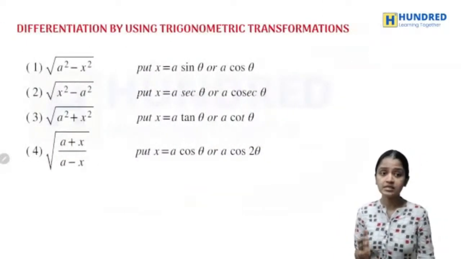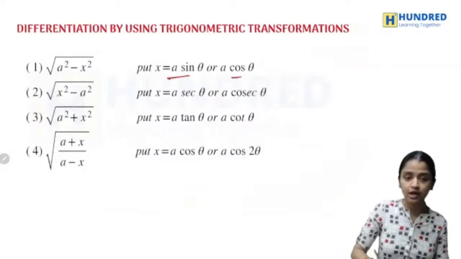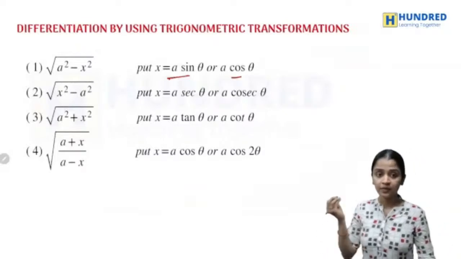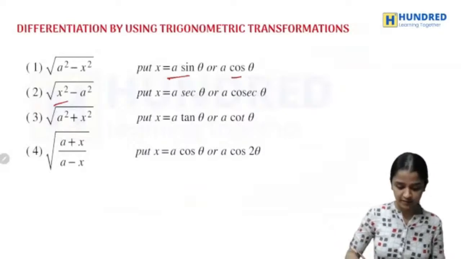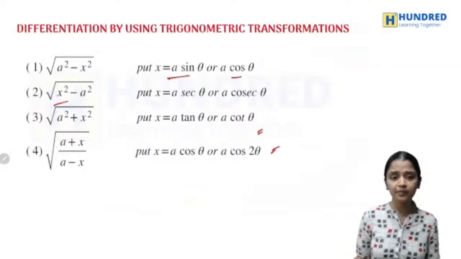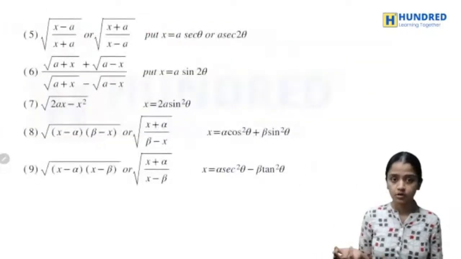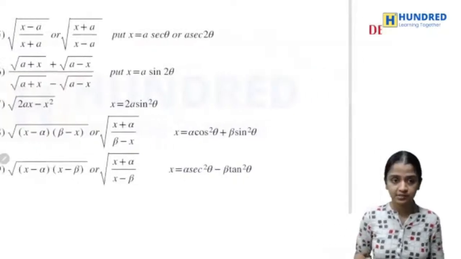And these are just formulas. If you have differentiation of this type, you can substitute A cos theta or A sin theta instead of X. And in the same way, you can substitute A sec or the corresponding trigonometric values. You can just note it down. These are just formulas. We'll be sharing the material with you, so you need not worry. I'm just brushing through quickly.